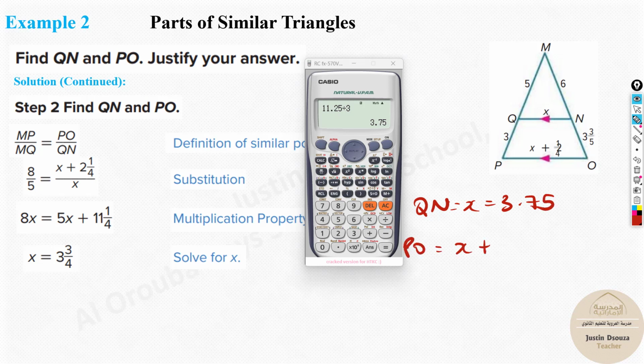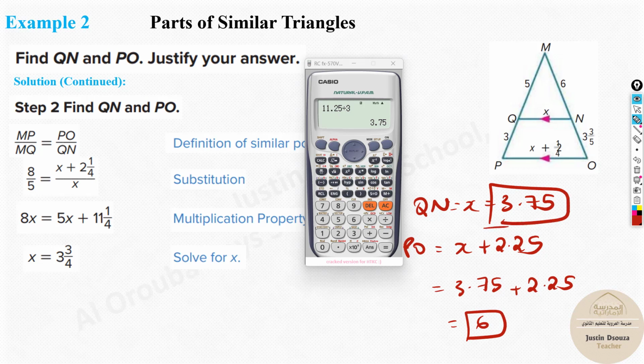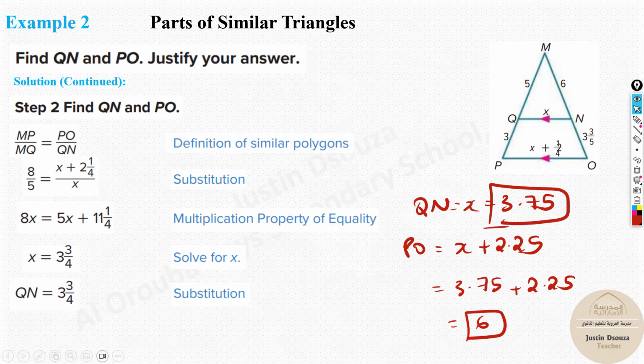What about PO? PO is x plus 2.25. That is equal to 3.75 plus 2.25. It will be 0.75 plus 0.25 is 1. So it will be 3 plus 2 plus 1 is 6. This would be the final answers. It is 6, and over here 3.75. We will look into the answers. You can see the answer of PO is 6, and QN will be the same x value, 3.75 or 15/4. So this is how we basically solve this problem.